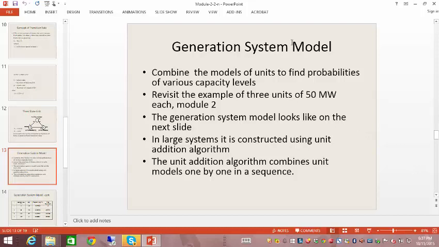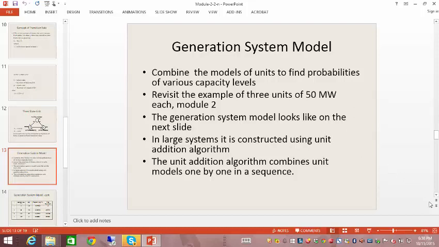So, generation system model. What you do is combine the models of the units to find the probabilities of the various capacity levels. So in module 2, we discussed how we can combine the 50 megawatt units to create the probability distribution of the whole generation system model.